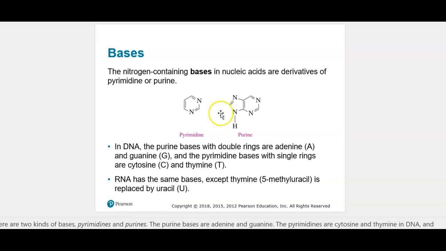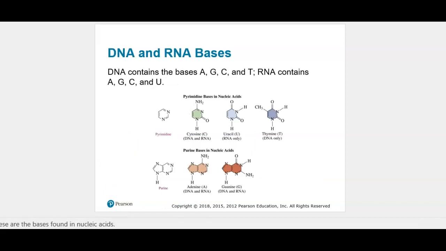The purine bases in DNA are adenine and guanine, which is the same as in RNA, and the pyrimidine bases with the single rings are cytosine and thymine. We'll see the structures momentarily. And again, RNA does not use thymine, it uses uracil. And here is the summary of all the bases used in RNA and DNA.